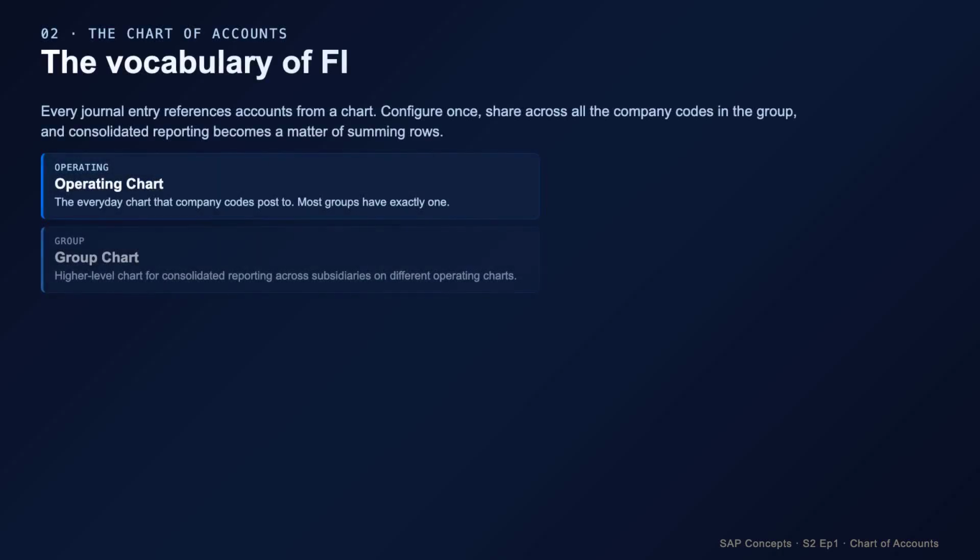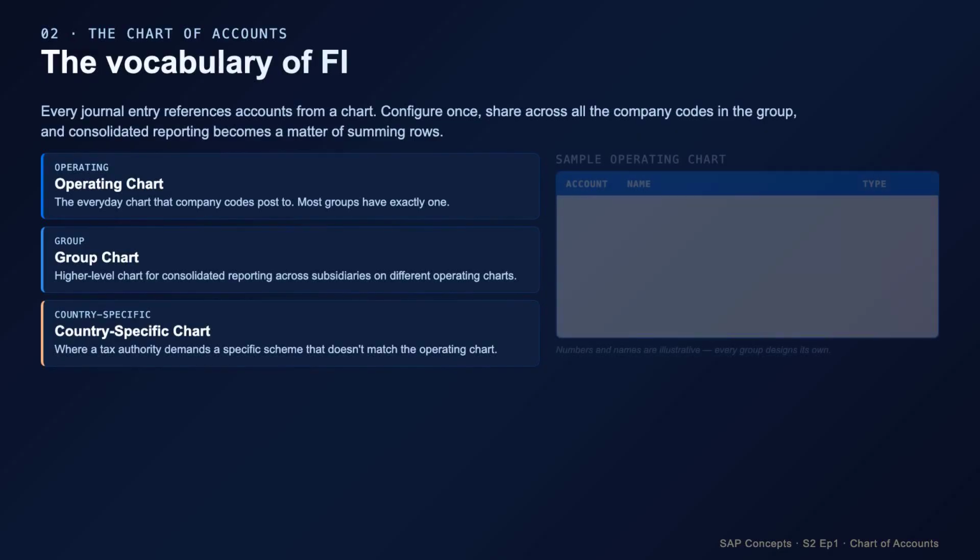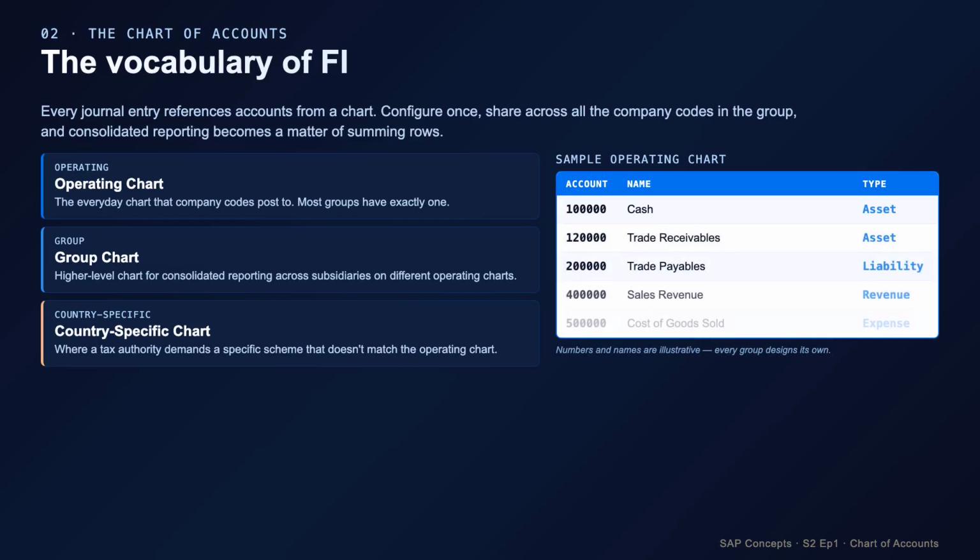The chart of accounts is the vocabulary of finance. Every journal entry debits at least one account and credits at least one. They come from the chart. There are 3 flavors. The operating chart, what company codes post to. Most groups have exactly one. The group chart, used for consolidated reporting. And the country-specific chart, where a tax authority demands its own scheme. Most projects have an operating chart and live with it. Group and country charts come up only when reporting demands it.